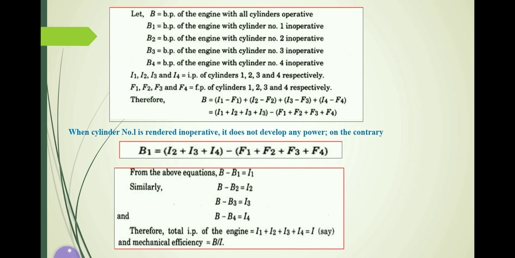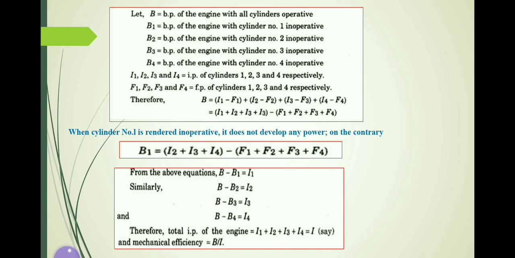Now in this Morse test, we have to make each cylinder inactive for some time, one by one. That means first we make cylinder 1 inactive and measure the brake power. Second, we make the second cylinder inactive and measure the brake power. In this way, we make all the cylinders inactive one by one and measure the brake power.